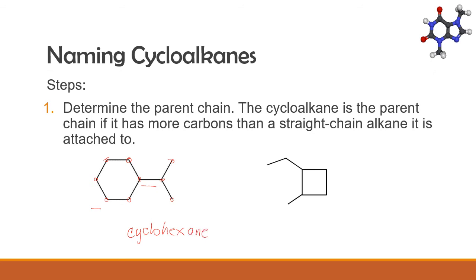Now let's go over to the other structure. It is a cycloalkane with 1, 2, 3, 4 carbons. It has a straight chain alkane attached to it that has 2 carbons and another one that has 1 carbon. So the parent chain is the cycloalkane. Since it has 4 carbons, we name it as cyclobutane.